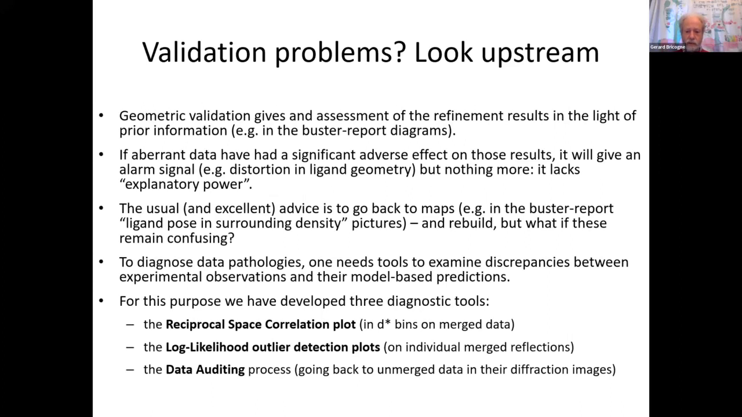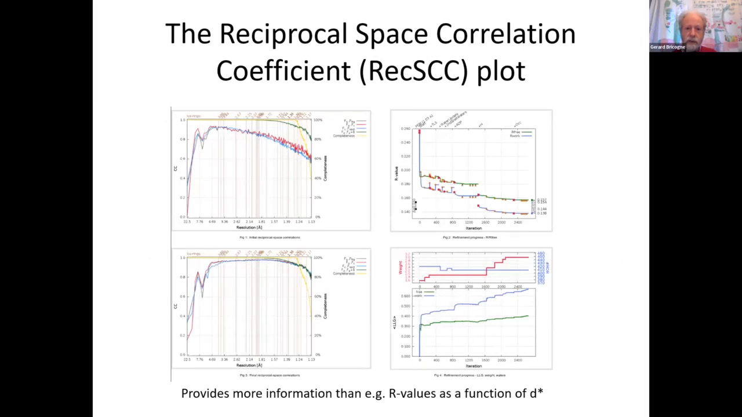So to make those ideas more precise and the tools more useful, we have developed three main tools: the reciprocal space correlation plot, which gives several types of correlation coefficients, the log likelihood outlier detection plot, and a data auditing process. Reciprocal space correlation plots have been in Buster ever since the beginning, maybe 25 years ago. There is always a red curve and a blue curve. The red curve is the observed agreement between FO and FC.